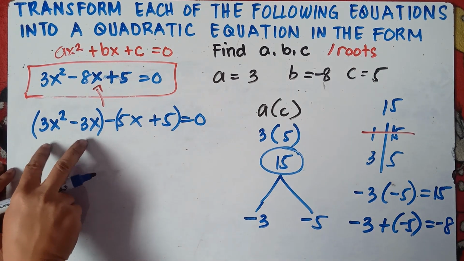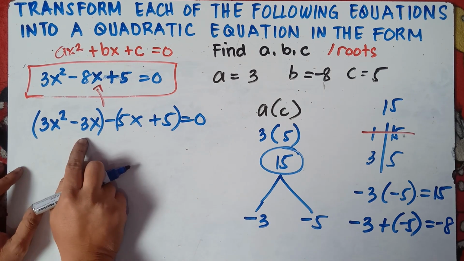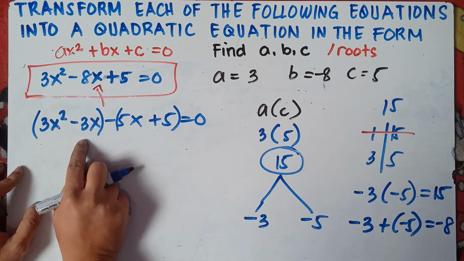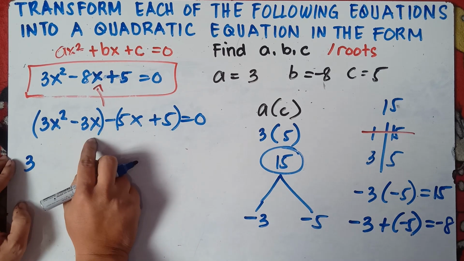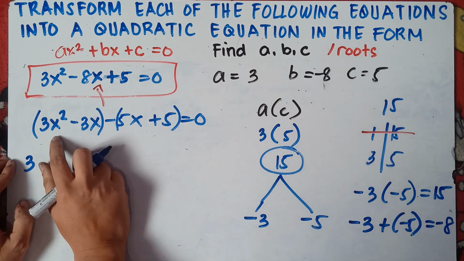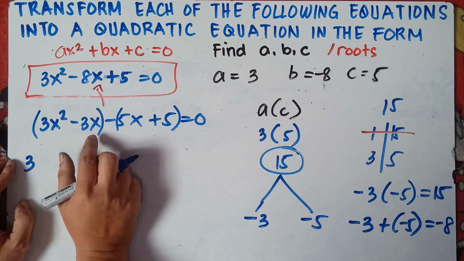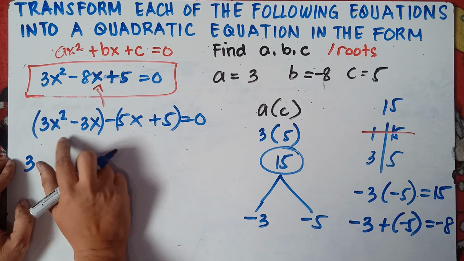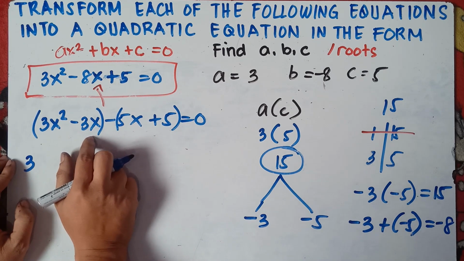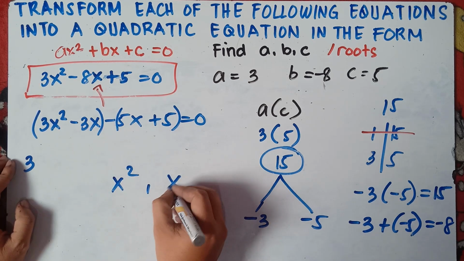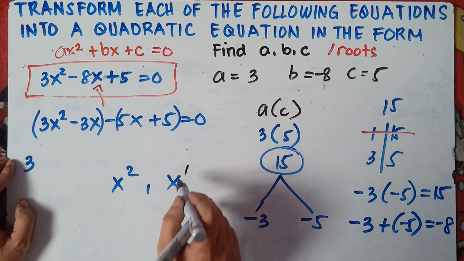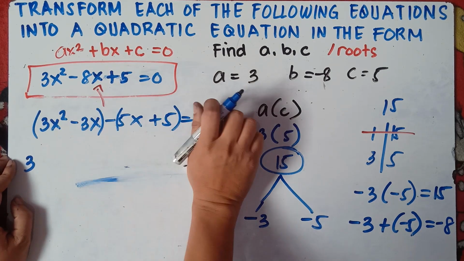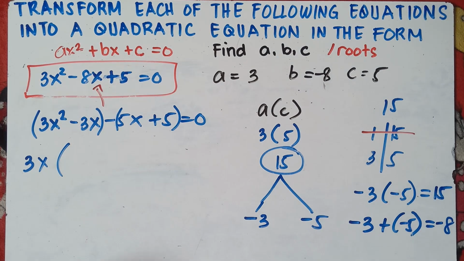Now you check this one, class. Is there a factor of 3? Yes, we can factor this out by 3. Can we factor this out by x? Yes, because they both have x. We have x squared and x. To factor the variable, just copy the variable with the least exponent. We select x because its exponent is just 1. So we can factor this out by 3x.